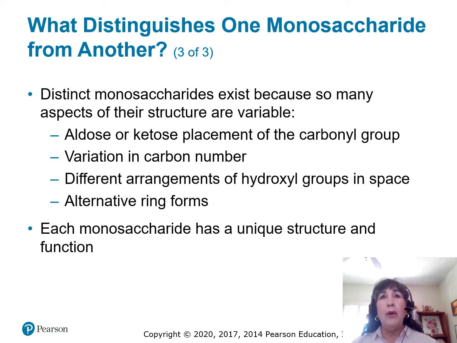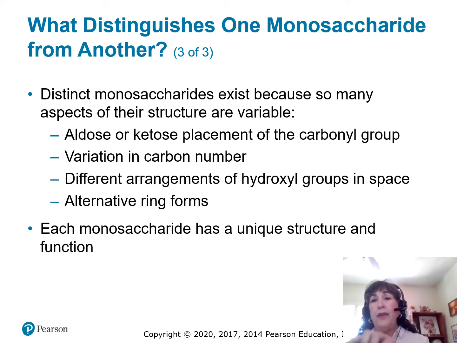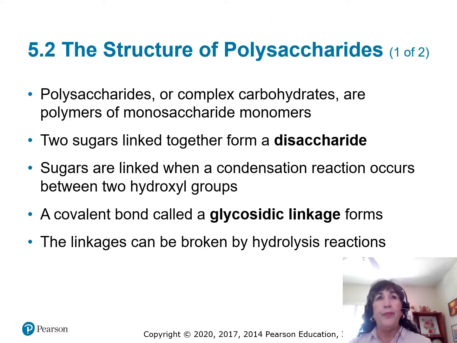Distinct monosaccharides exist because so many aspects of their structure are variable. So remember, aldose versus ketose, or the number of carbons, or the arrangement of OH or hydroxyl groups, or linear versus ring forms. Each of these affects the function of the sugar.